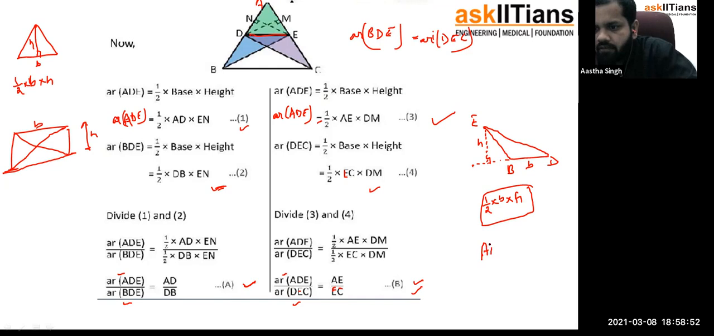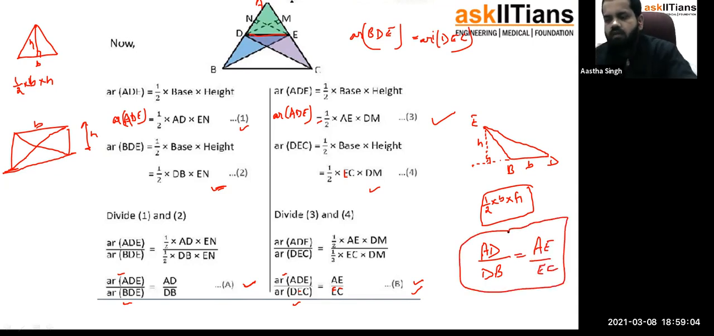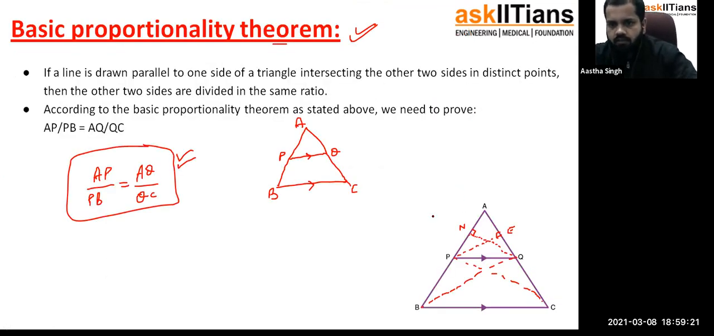It means ED divided by DB will be equal to AE upon BC. It is that simple to prove, right? I think you all got the point of how your BPT theorem is proved. Just remember the result that if in a triangle, a line is parallel to the third side of a triangle and it intersects it at two distinct points, then the ratios are equal. So AP upon PB equal to AP upon PB.